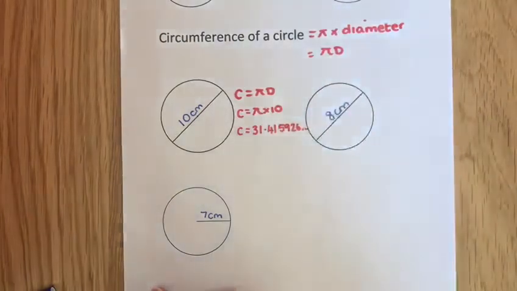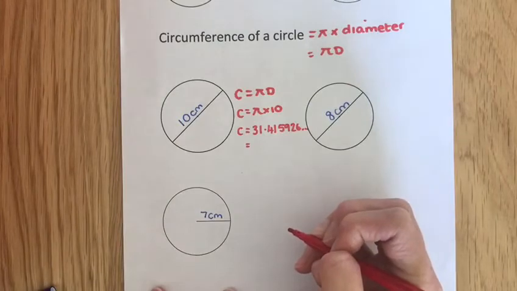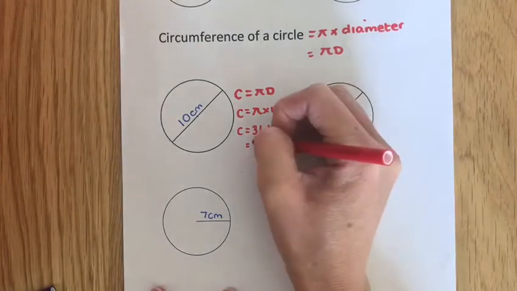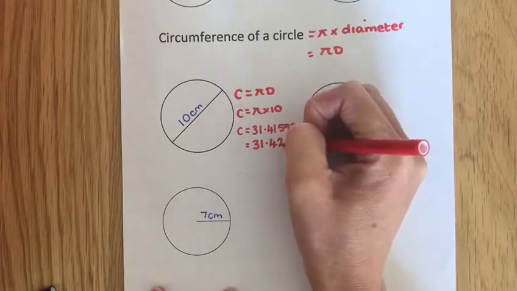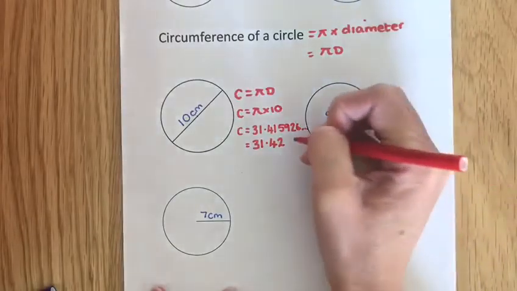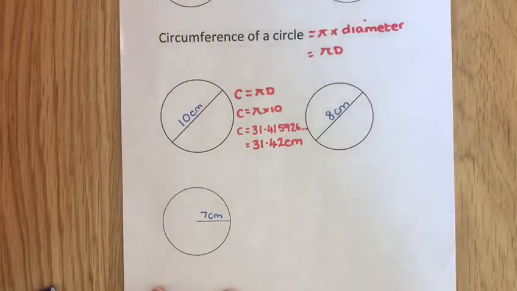31.415926 and so on. The question will normally tell you what to round it to. In this case, I'm going to round to 2 decimal places. So my answer is 31.42. The circumference is the length around the edge of the circle. So because it's a length, it's measured in centimetres.